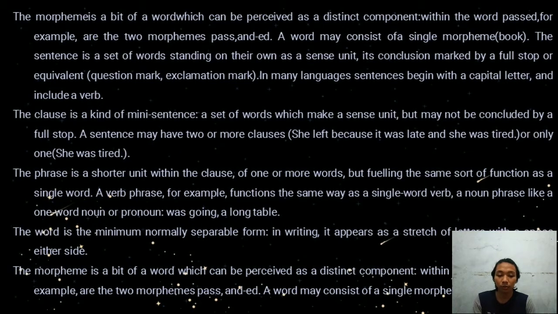The next, the morpheme is a bit of a word which can be perceived as a distinct component within the word. For example, past and the others are morphemes. A word might consist of a single morpheme.